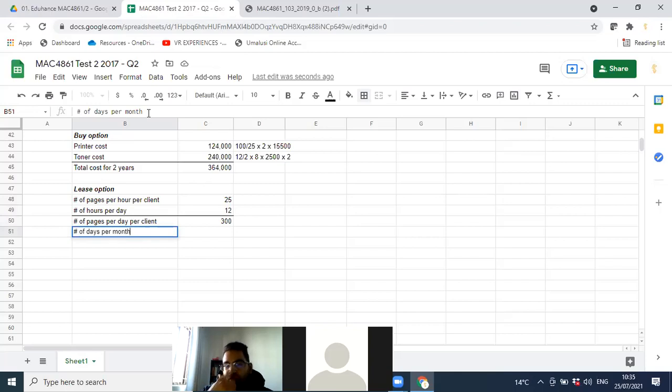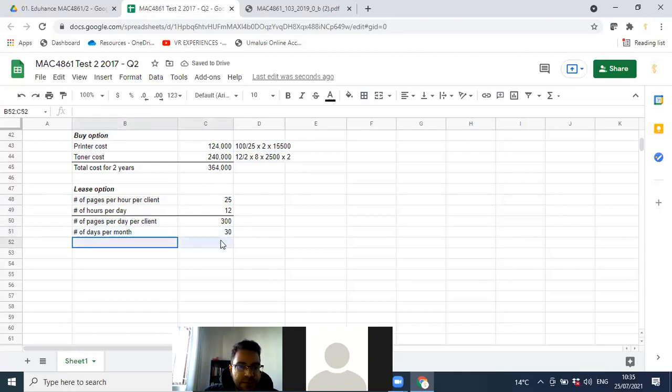In an exam, you can do it much quicker by writing it all next to each other like this. But I'm just showing you the thinking so that when you write, you are thinking like that. That's what we want to try to get to. So number of days per month, it is 30.